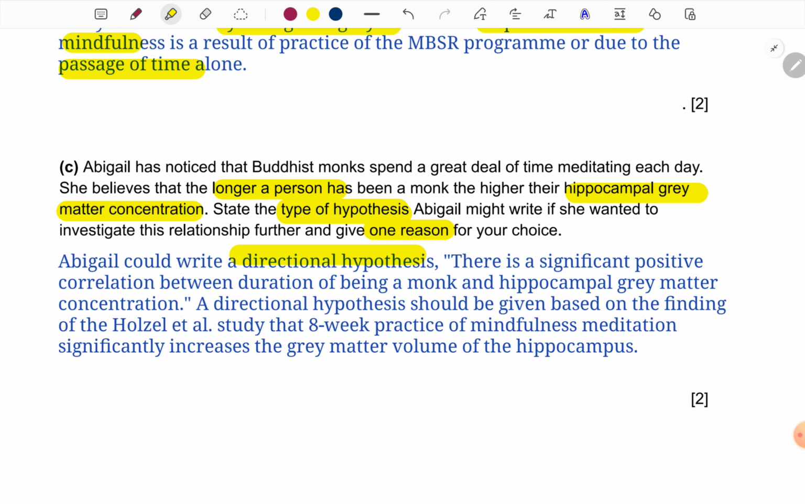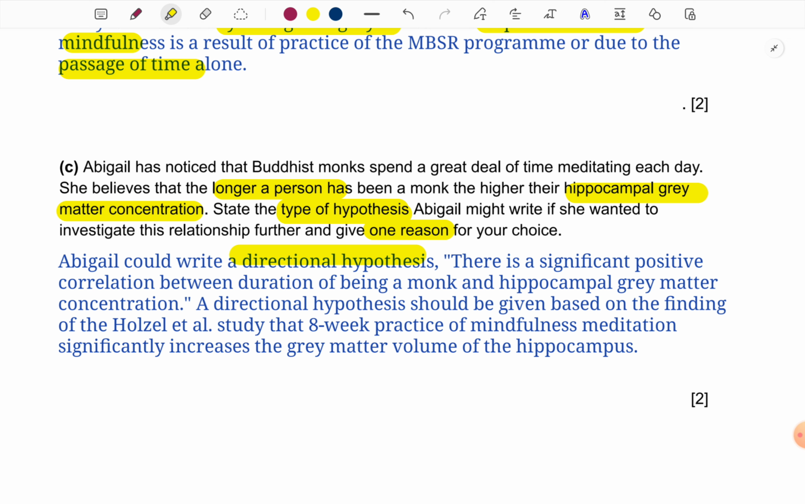So we have a definitive research conclusion to base a directional hypothesis on. Supposing the research finding was insignificant, or there were contradictions in research, like one study was telling us mindfulness does increase gray matter and the other one was telling us no. In that case, we would have proposed a non-directional hypothesis, but right now giving a directional one is good.